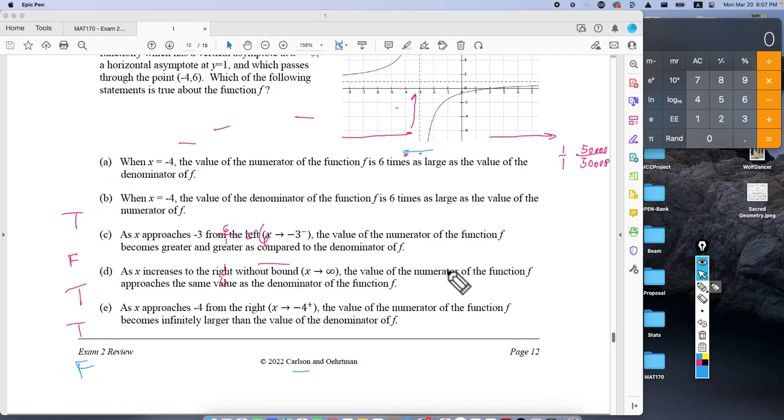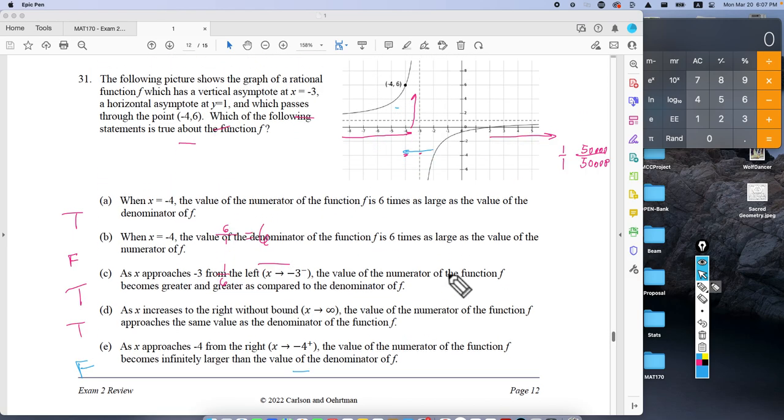Let's do a quick peek and see if that's, yeah, let me get to 32. So that's 31.